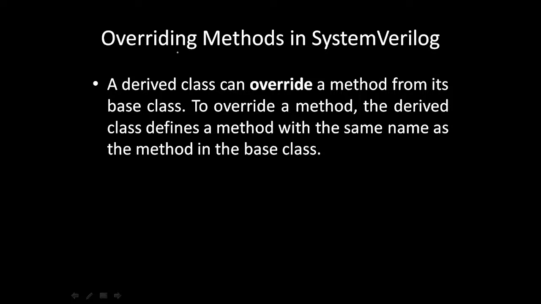Now, overriding methods in SystemVerilog. How to override methods in SystemVerilog? A derived class can override a method from its base class. To override a method, the derived class defines a method with the same name as the method in the base class. So basically what is overriding? Instead of using the parent class method, we are going to use the child class method.